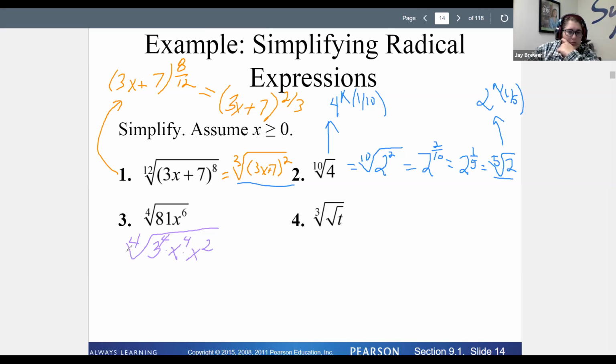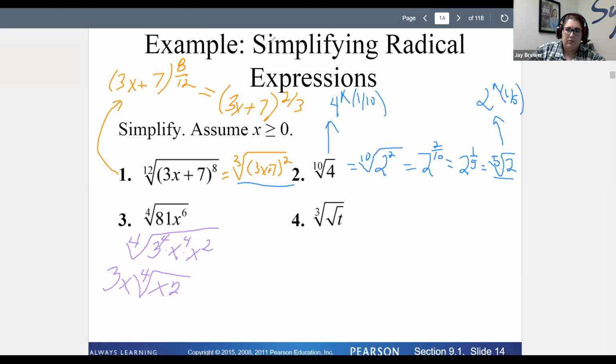So remember I told you guys that you have to pay the toll. So you want to only bring things out that have the 4 with it. So what can we bring out? 3 to the 4th. We're not going to bring out a 3 to the 4th, but we are going to bring out a 3, because the 4th, it's like you're paying that. So we can bring a 3 out. What else can we bring out? X. We can bring an X out. And then we have to leave X squared in there because it doesn't have enough to pay the toll.